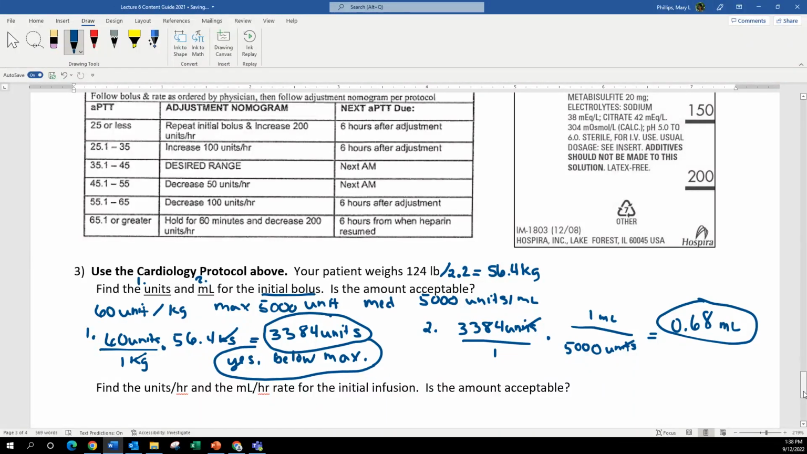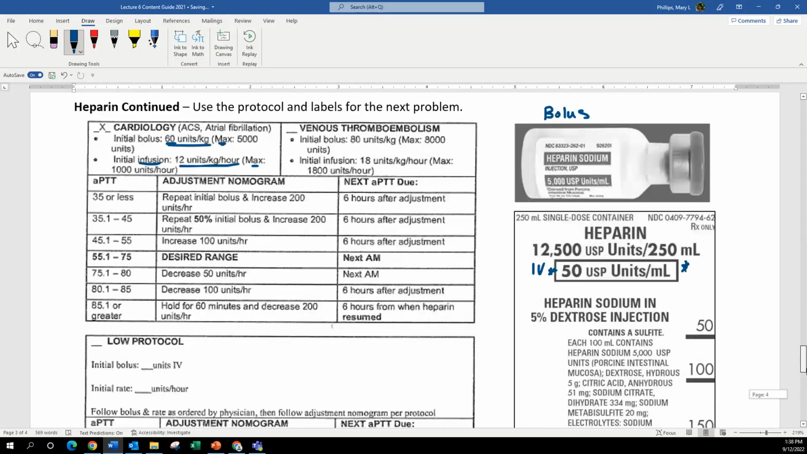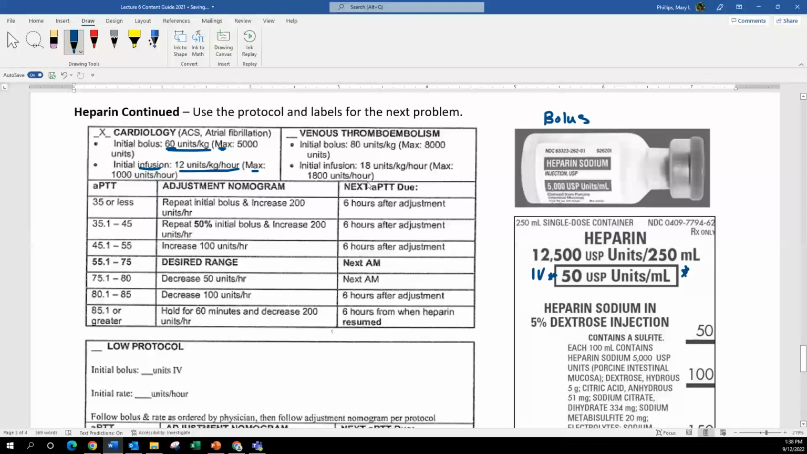Now they ask me to do the units per hour, milliliters per hour, and is it acceptable for the initial infusion? It's pulling up in my protocol. Initial infusion, 12 units per kilogram per hour, max of 1,000. And an infusion is an IV, so this is where I'm going to use my IV bag over here, which is 50 units per milliliter.